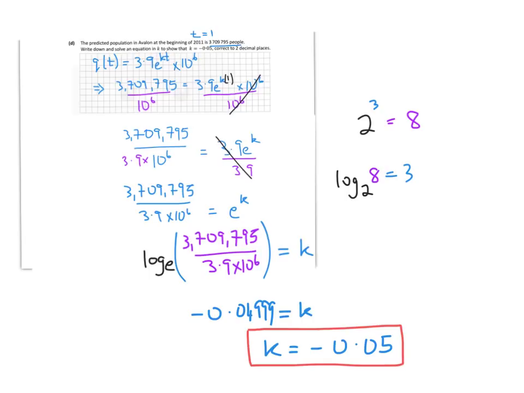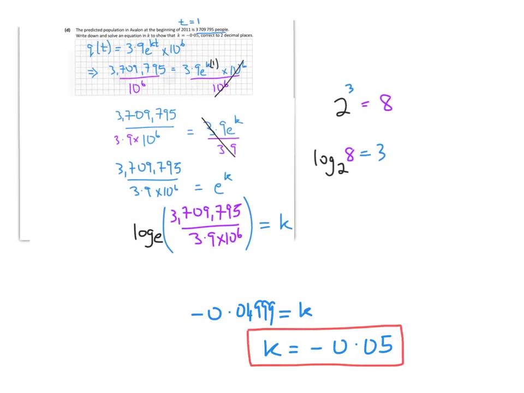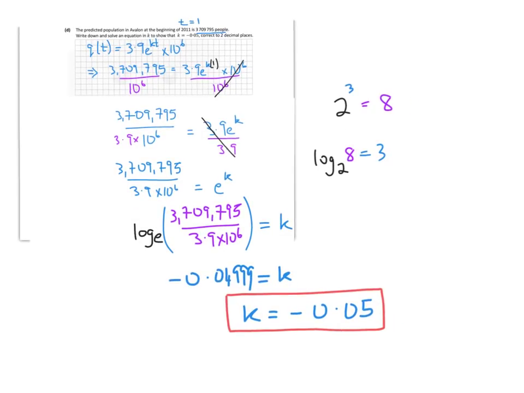Okay, so we can rewrite our function for q of t in the same way that we did in the last question. And I can now say that q of t is equal to 3.9 e to the power of minus 0.05 t by 10 to the power of 6. Okay, and I'll take that with me for this next question.